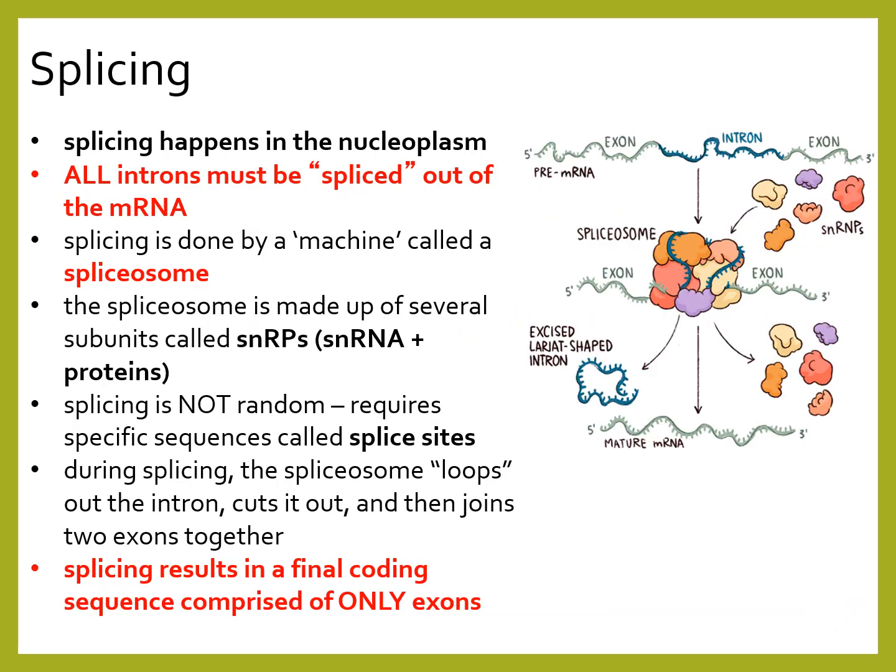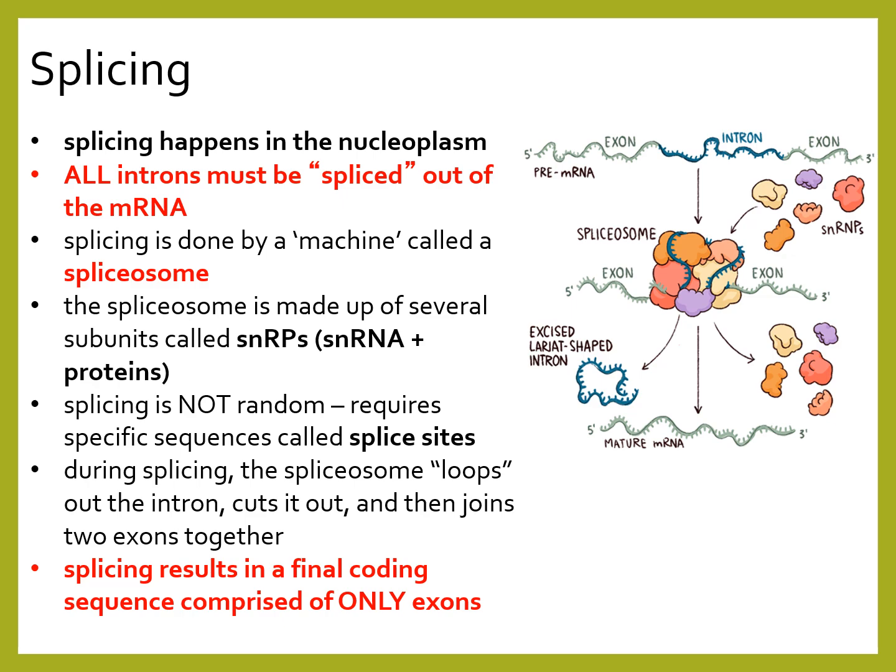The coding sequence of an RNA transcript cannot contain introns. Every single intron, which is part of the coding sequence of your RNA transcript, has to be cut out through a process called splicing. Splicing happens in the nucleoplasm, and it's done by a machine called a spliceosome.